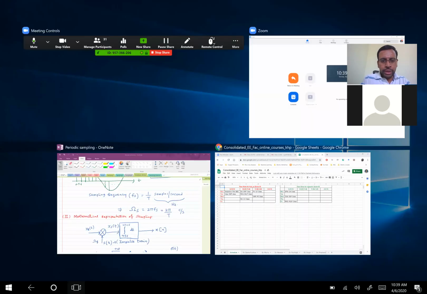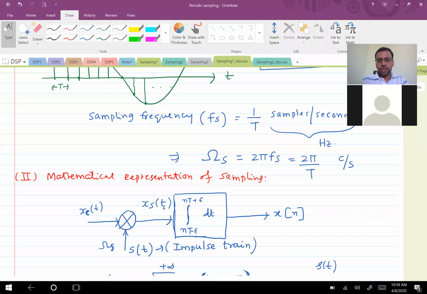Computer. Okay, now let me share the screen. Yes, and then let me move on to the notes for it. Hope you are able to see the screen here.